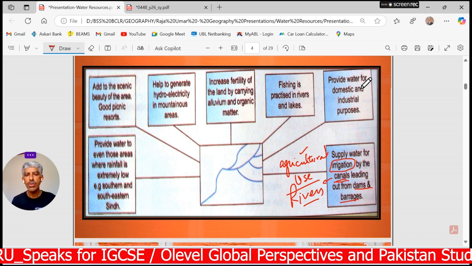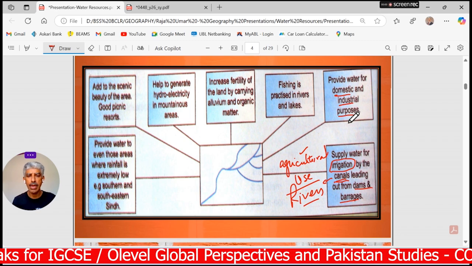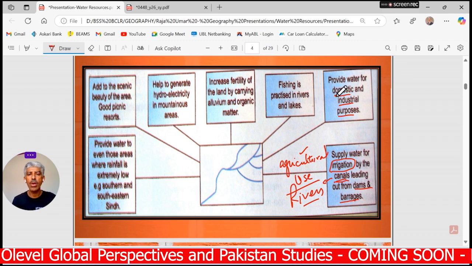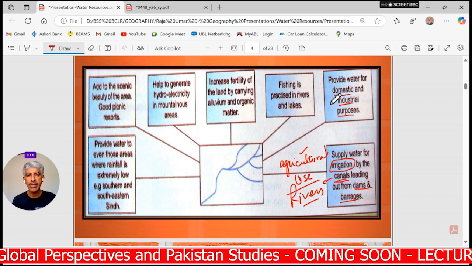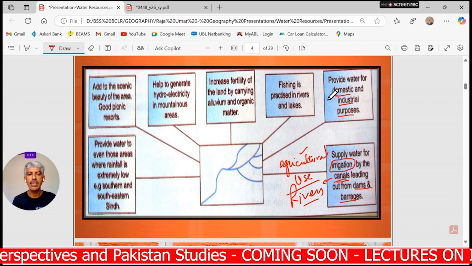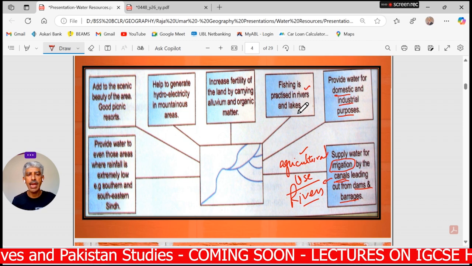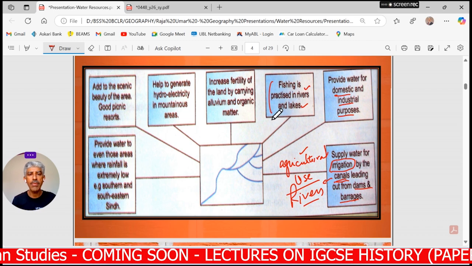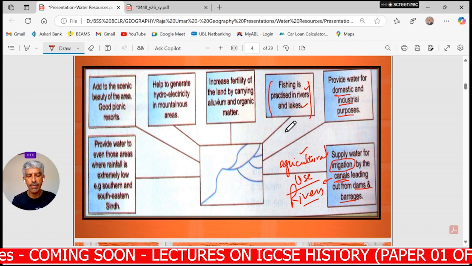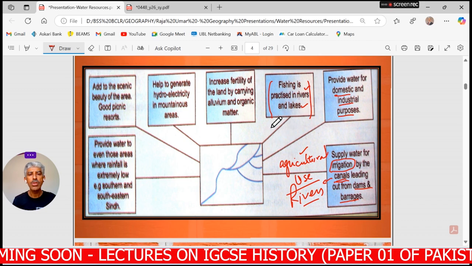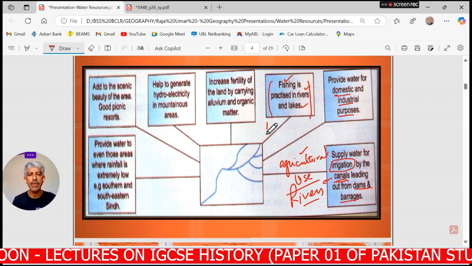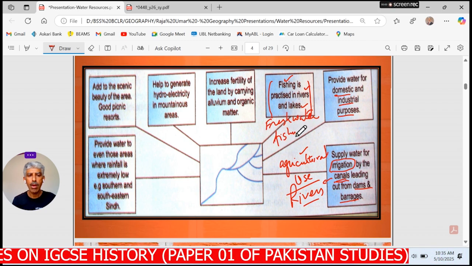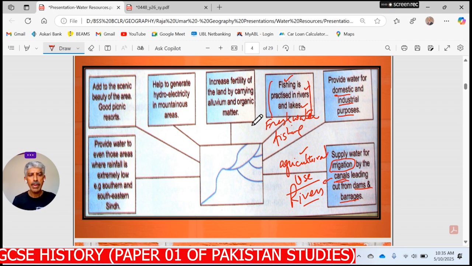Secondly, they provide water for domestic and industrial purposes. In industry a lot of water is used, which we will discuss in the coming slides. In the same way, at the domestic level, water is consumed at homes for cooking, washing, and drinking. Then fishing is practiced in rivers and lakes like Mangla Lake, Tarbela Lake, and Sukkur Barrage, and elsewhere. From the waters of these rivers, fish farming is also carried out alongside the rivers in certain areas of Pakistan, especially in Punjab and Sindh, leading to the development of the freshwater fishing industry along with fish farming.